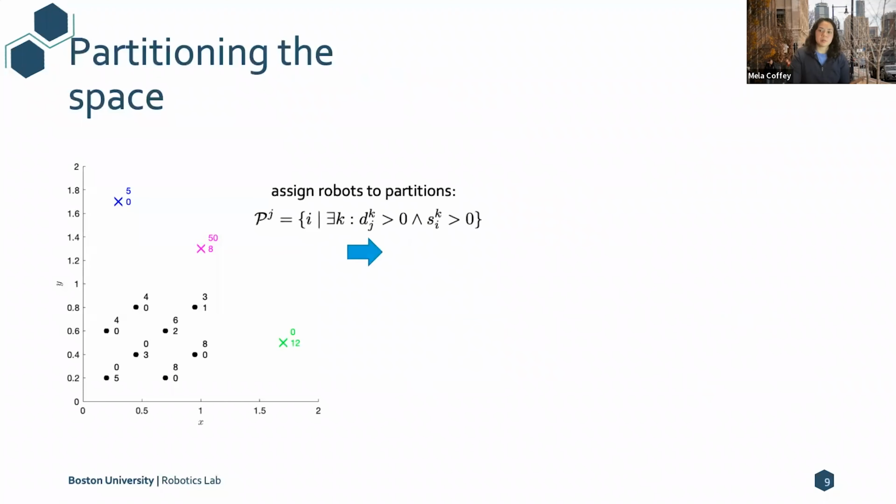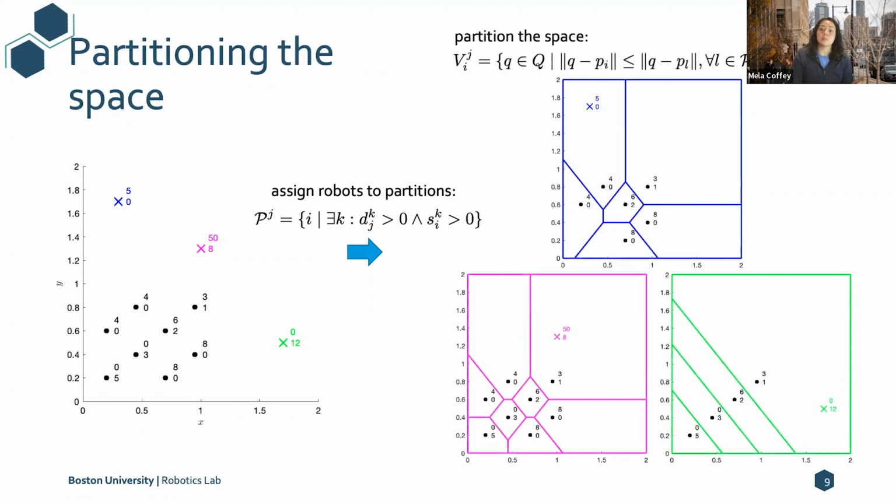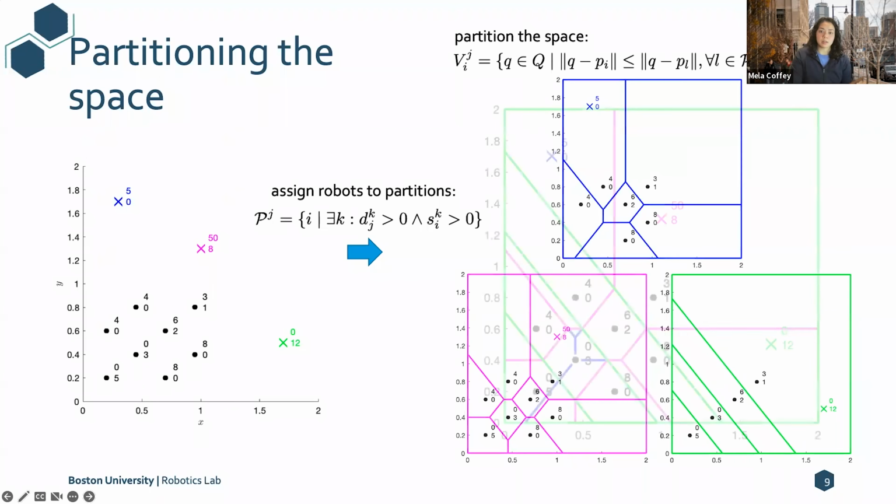Once we know the supply and demand quantities, we can assign robots to partitions. We create one Voronoi partition for each demand location, and then we assign all of the robots who can possibly serve that demand to that partition. For example, the top partition shows the demand that requires only water, right? Because we require 5 gallons of water and no flame retardant. So all robots that carry any water will be assigned to this partition because they can potentially serve that demand. And then we get a cumulative partition that looks like this.